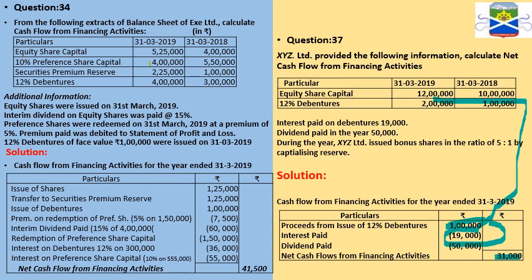Girls, you have to remember that the issue of bonus share is not comprising or forming the cash flow of the organization. It's not a part of it. It's not changing the cash and cash equivalent at all. That's why it will not be shown. So in the notes you have to show it.